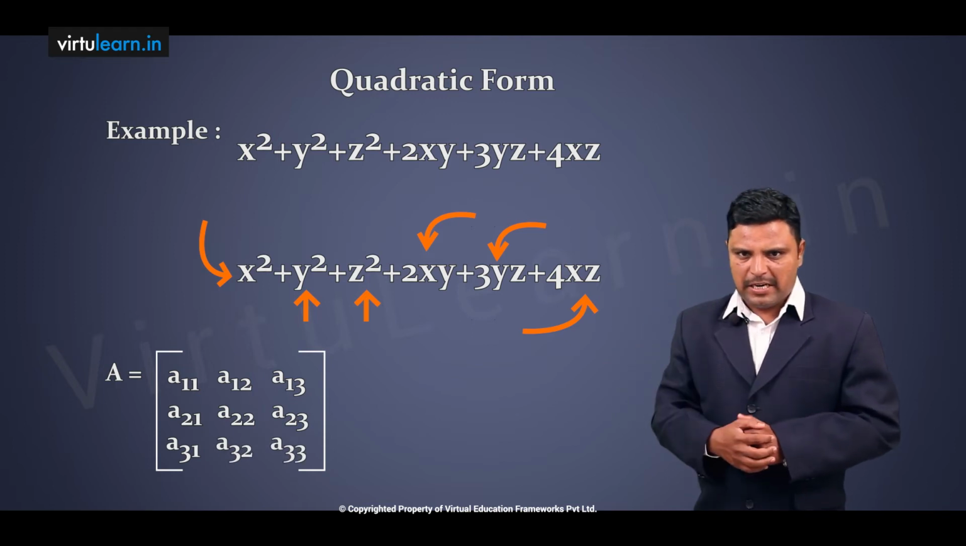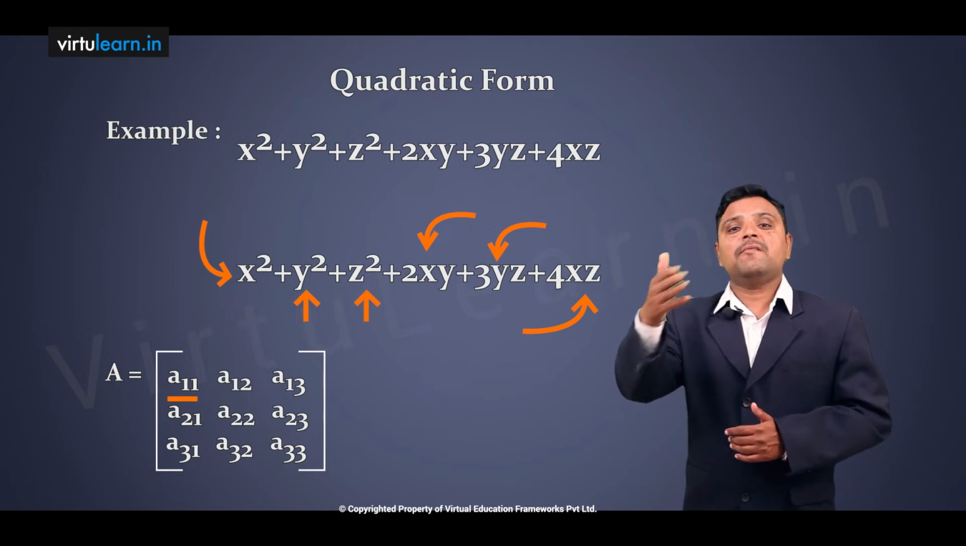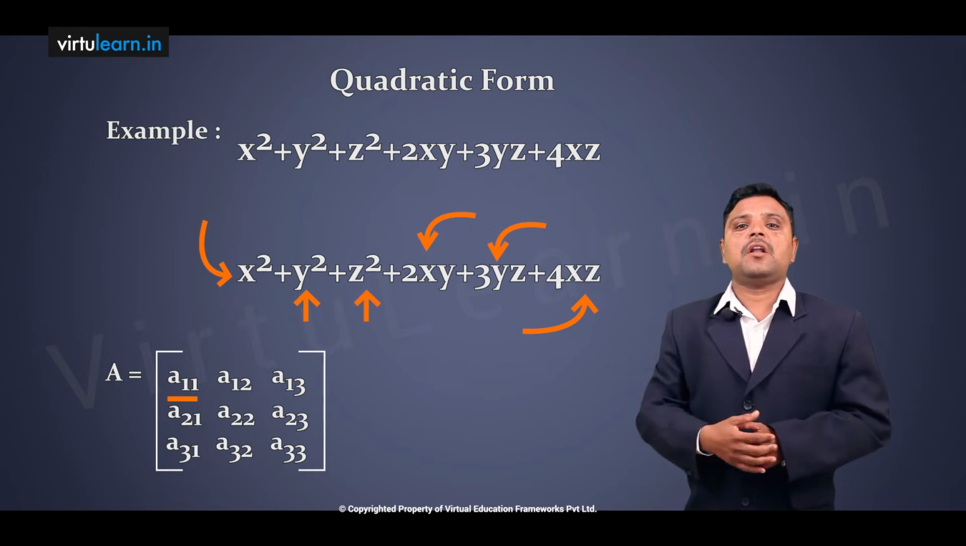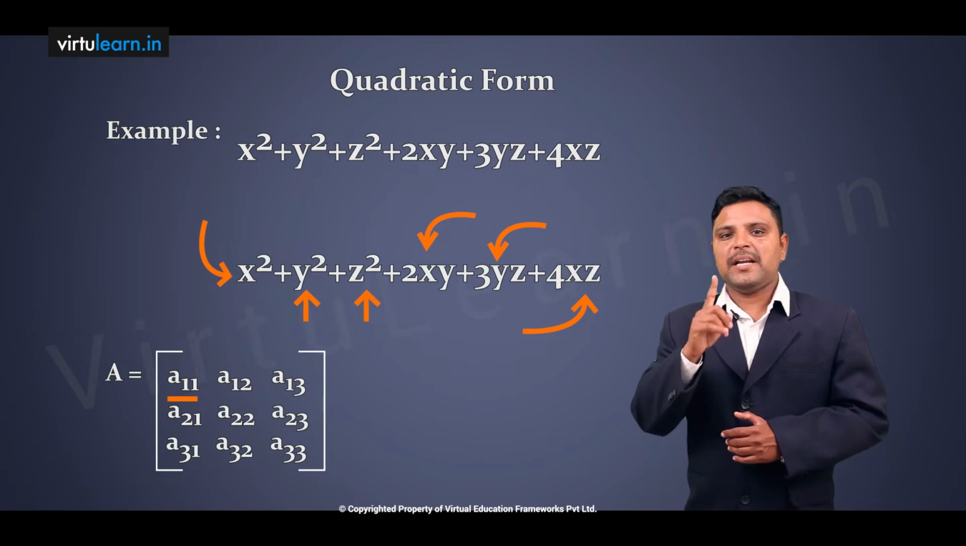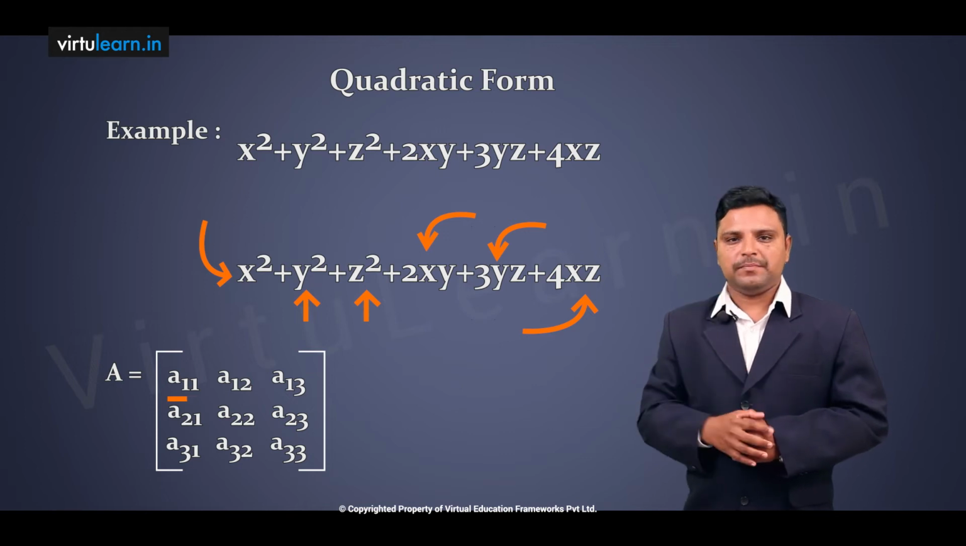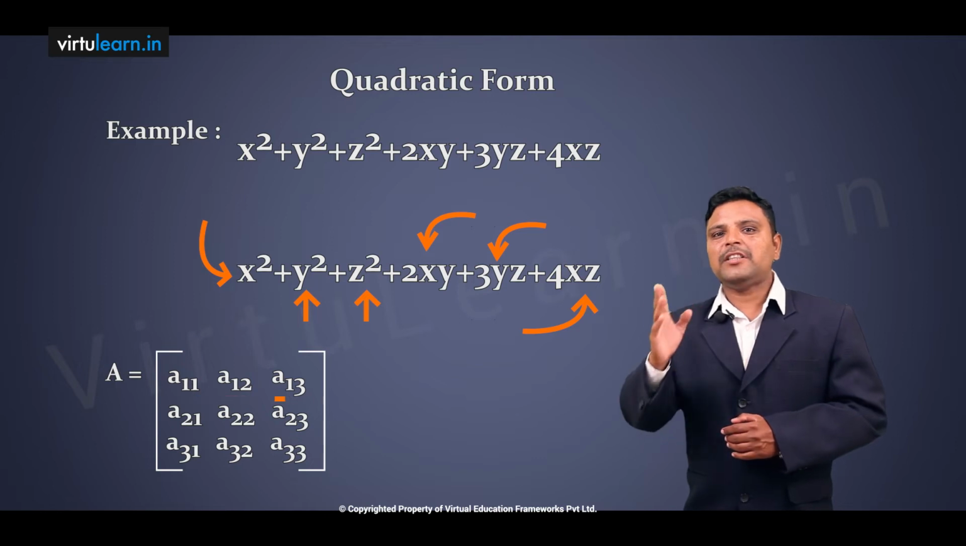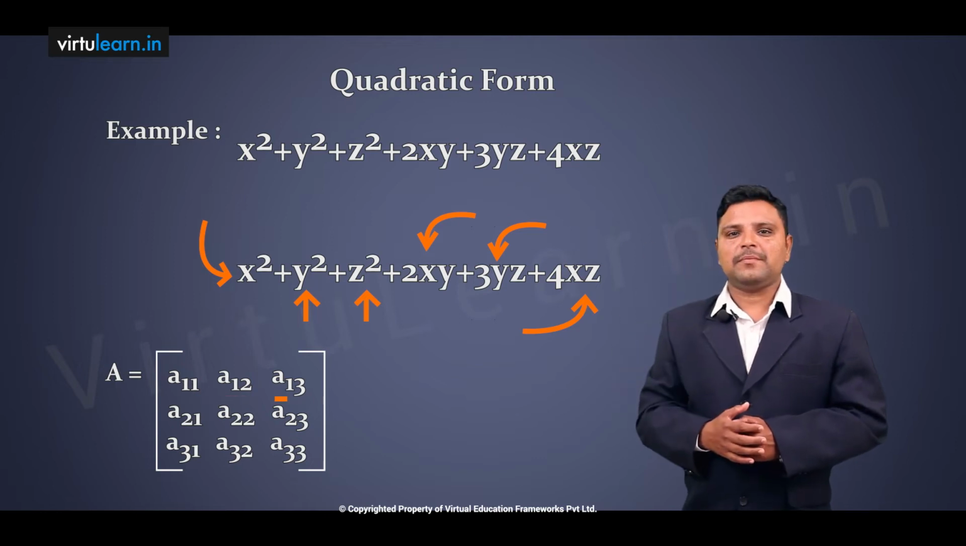The first element A11, what is the meaning of that one? 1 1 is nothing but first row, first column element. The first number indicates the row, the second number indicates the column. A11 is first row first column, A12 is the next element, first row second column, A13 is first row third column.